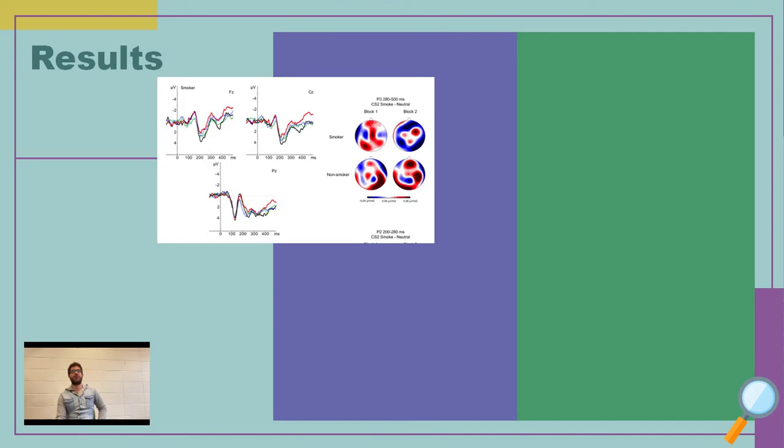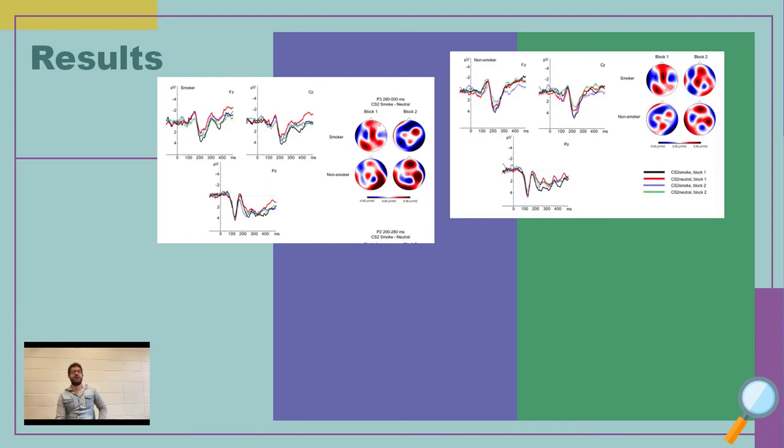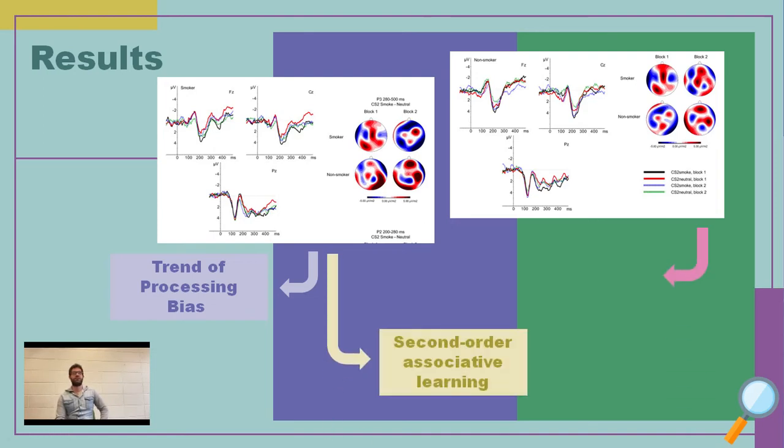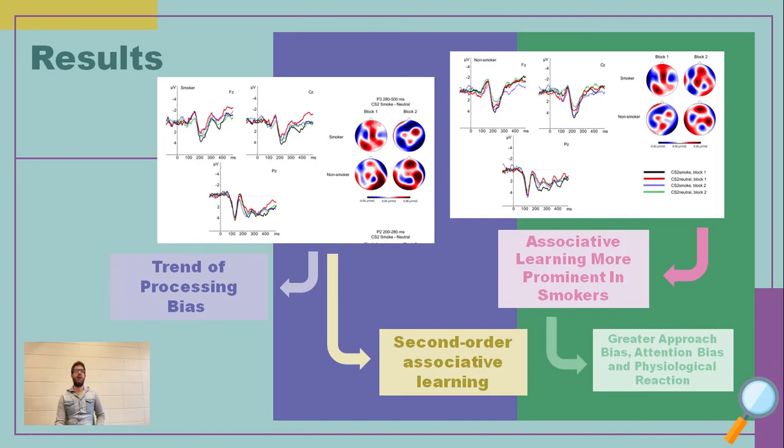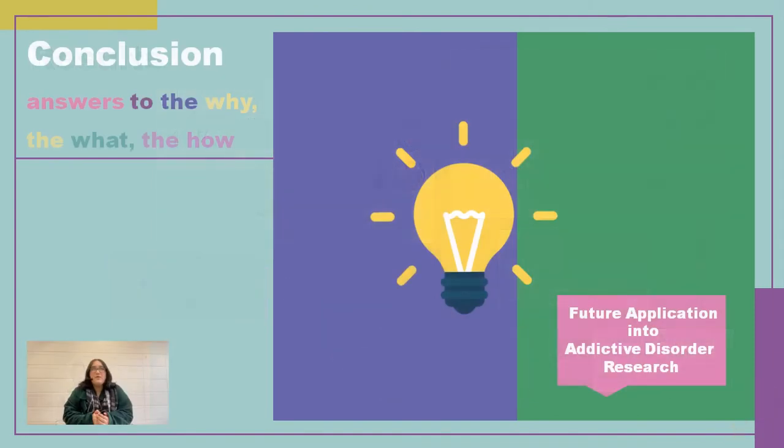Upon completion and analysis of data collected, results reveal that individuals classified as smokers display a recurring trend of processing bias towards stimuli associated with smoking. Additionally, researchers also recognized that neutral figures would also evoke equal conditioned responses, demonstrating occurrence of second-order associative learning. Furthermore, analysis from ERPs confirmed that incidence of second-order associative learning was increasingly prominent in individuals who were categorized as smokers, with obvious displays of greater approach bias, attention bias, and psychological reactions.